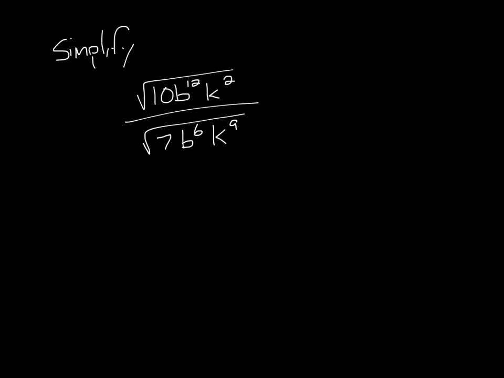Alright, to simplify this expression, the first thing that you would do is cancel the common factors of the stuff inside the radicals. In this case, I'm going to cancel 6 b's between these two, leaving me with a b to the 6th up in the numerator.